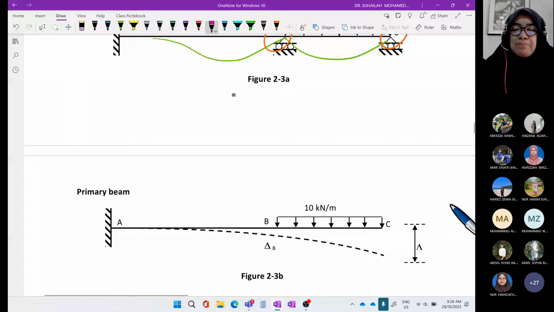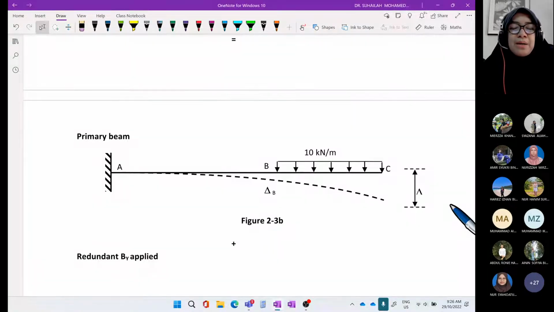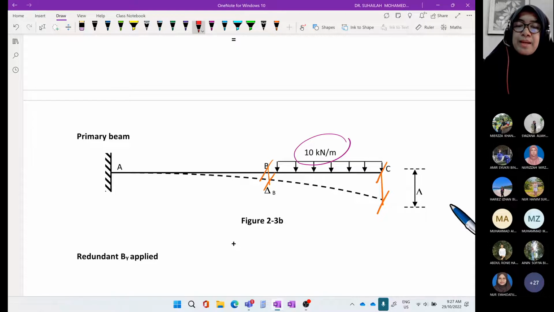Okay, now this is the actual beam. This is equal to the primary beam. In the primary beam, it is now a cantilever beam subjected to 10 kilonewton per meter. It is external loading. We have to retain all external loading in the primary beam. Remember that we have to mark the delta at the redundant positions, one located at B and another at C. We label these as delta B naught and delta C naught.